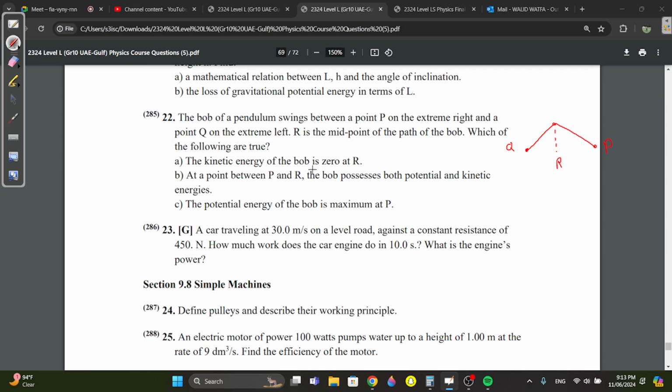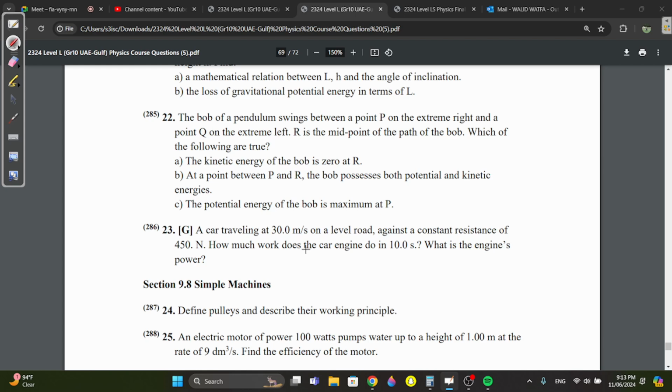So is it 0 at R? No, it actually has the maximum. Its highest speed is at R, because it's the midpoint. At the point between P and R, the bob possesses both potential and kinetic energy. It's in motion and it's raised to a height. Since it's raised to a height, yes, it has potential, and since it's in motion, it has kinetic. So yes. The potential energy of the bob is maximum at P, since it's the highest height. When does it have the highest potential energy? When it's at the highest height.